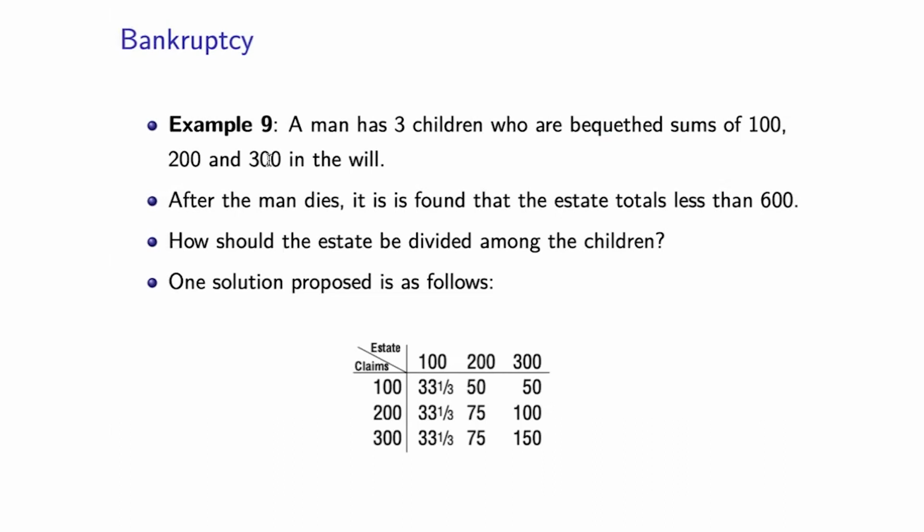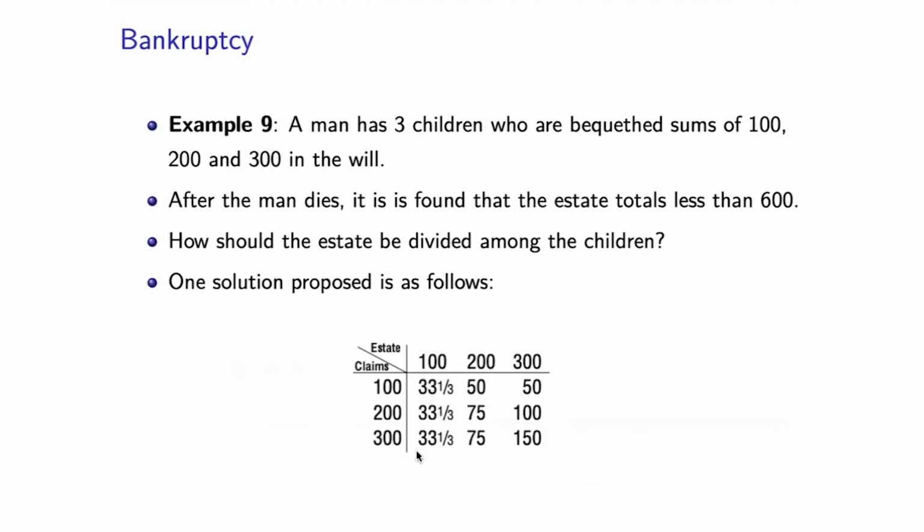One solution that was proposed in ancient times was as follows. These were the 3 claims, and based on the different values of the estate, these were the suggestions. If the estate value was 100, we should divide it equally among the 3 claimants. If the value was 200, we should give 50 to the first claimant, 75 to the second, and 75 to the third. And if the total amount of the estate was 300, we should divide it into 50, 100, and 150. Okay. So this seems a bit puzzling.